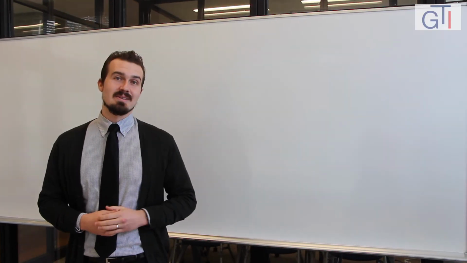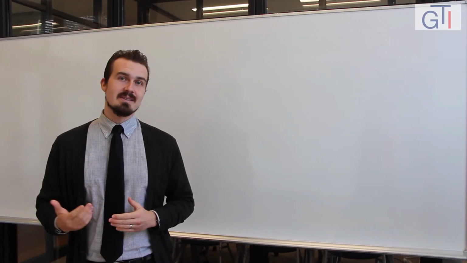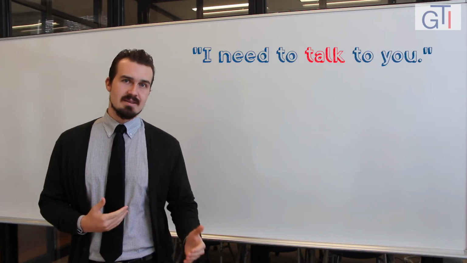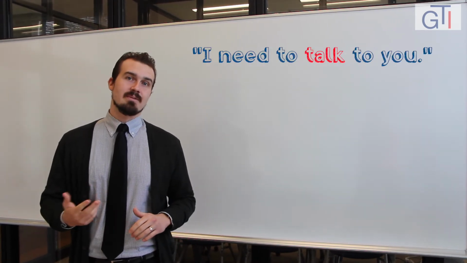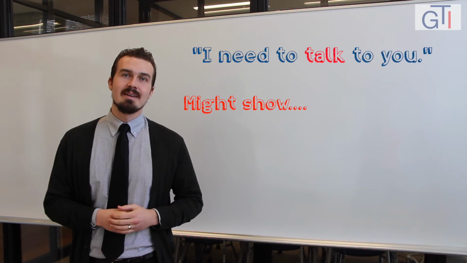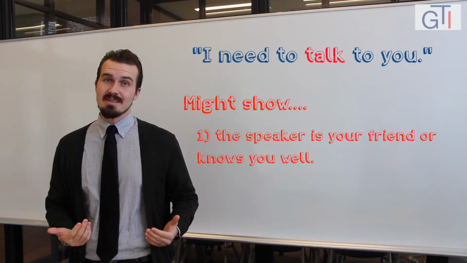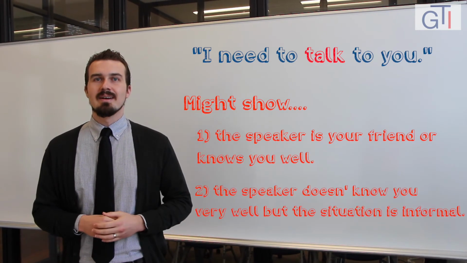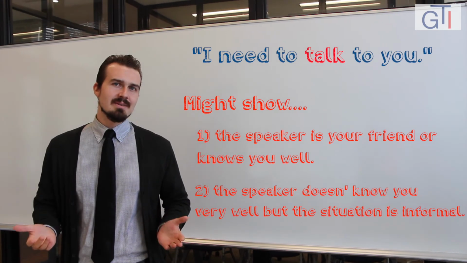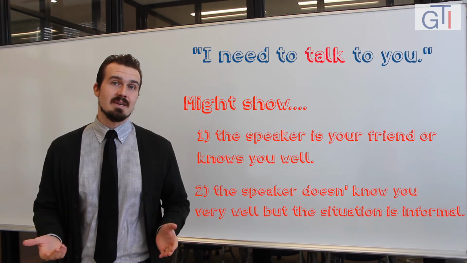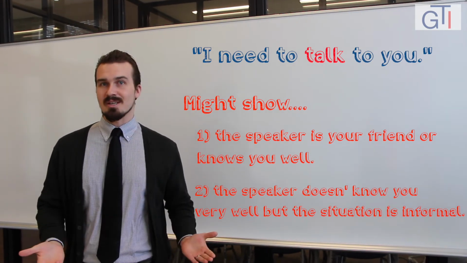Now let's compare this to talk. If someone says to you, "I need to talk to you," this could show two different things. One, either the person is your friend, or two, the person doesn't know you very well, but this is an informal situation, like maybe at a party.